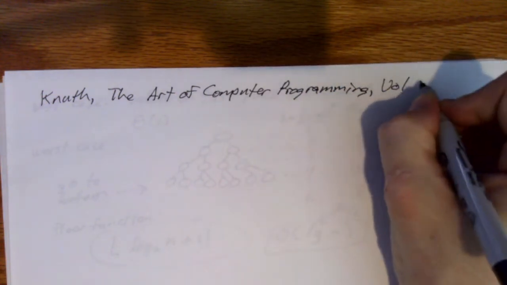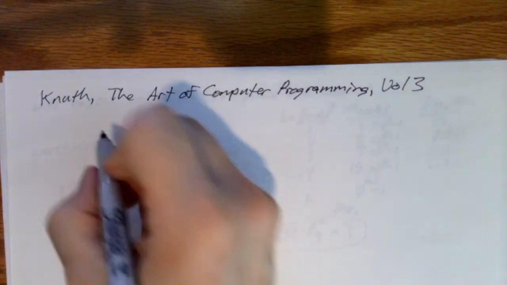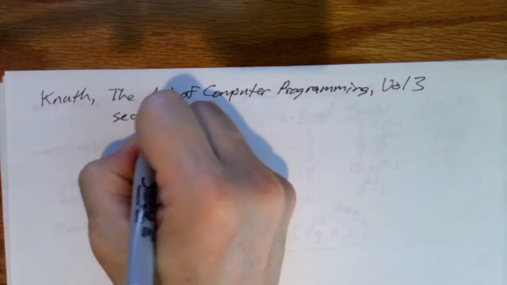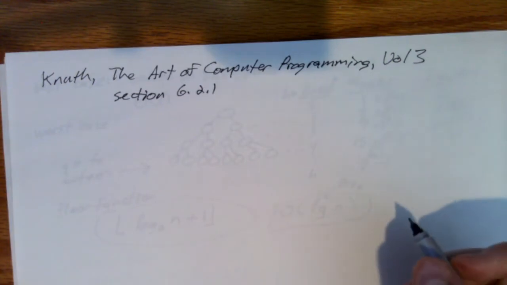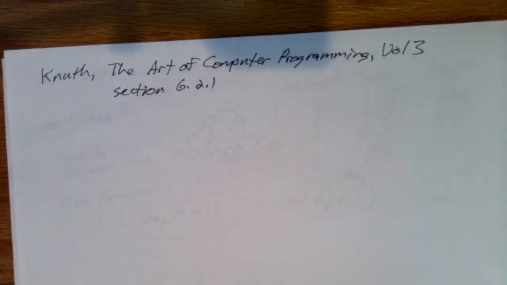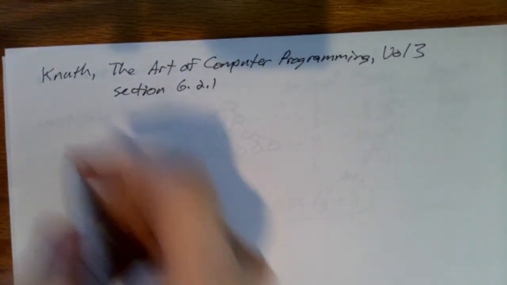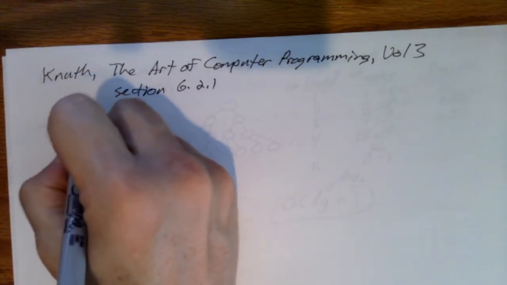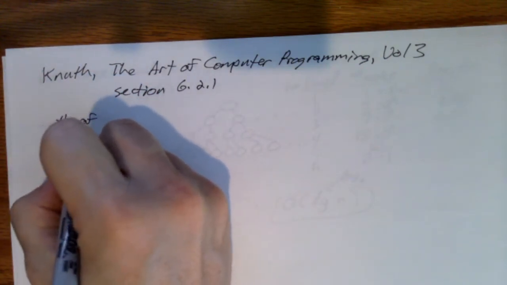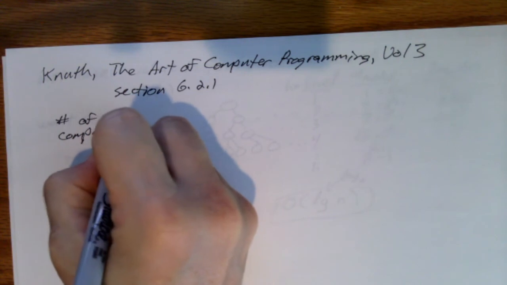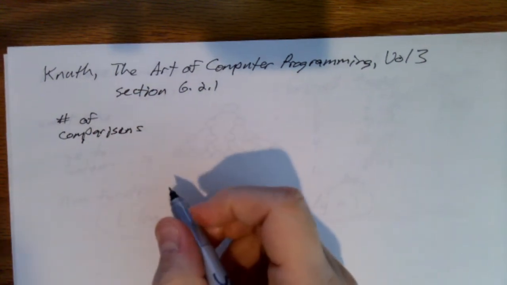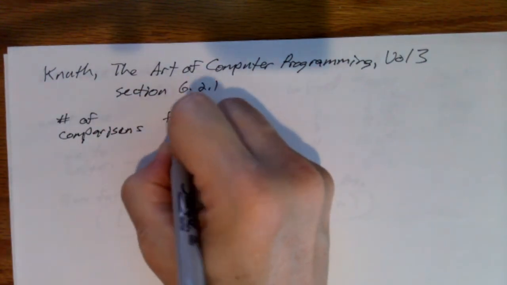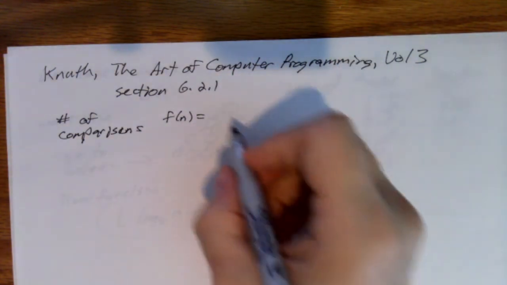Volume 3, which is the one on searching, and it happens to be in section 6.2.1. So the number of comparisons as a function of n, so I'm going to say f of n, is equal to this.